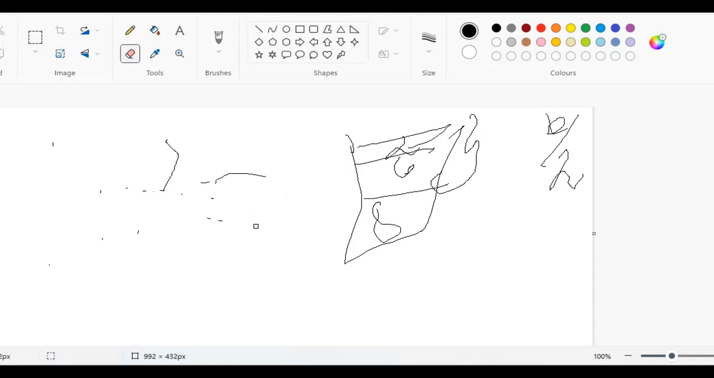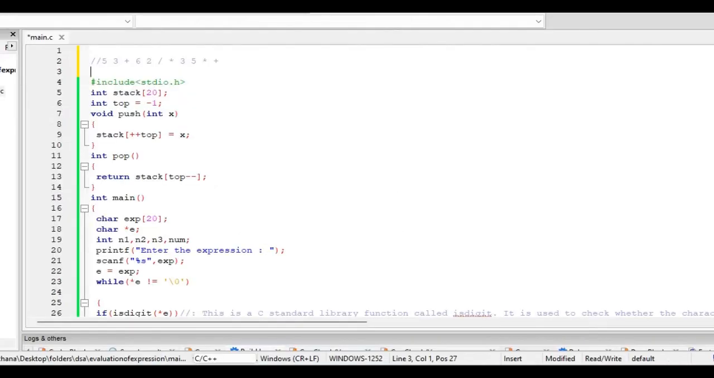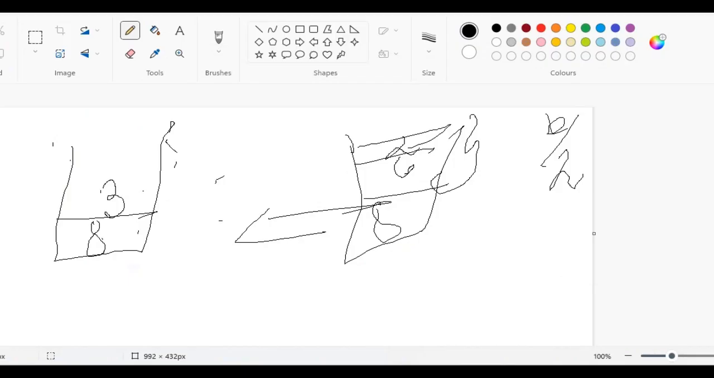Let me explain more clearly. Let me consider the stack like this. The 8 remains constant, and 6 divided by 2 is 3, so 3 comes next inside the stack. After that 3, then 5 comes inside, so I am writing 5.